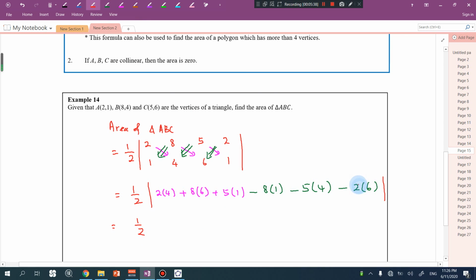Then this part you just press your calculator. So sometimes you get negative, sometimes you get positive, but not a problem. It depends on how you arrange the coordinates of the vertices. If you get negative, you modulus it, you get positive, right? Now try to use our calculator to help us get the answer.